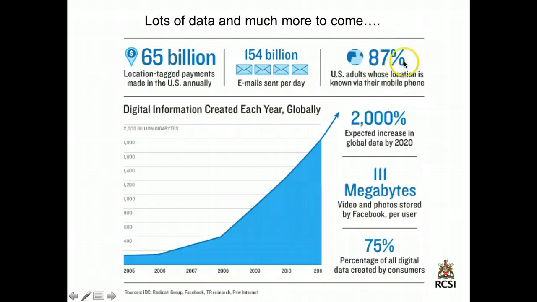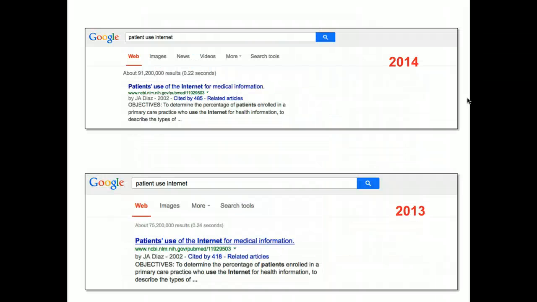This is a very interesting statistic. 80% of all US adults whose location is known via their mobile phone. And that is certainly a compliment, if you like, of the modern age, that our phones can track our location minute by minute, and we are rarely without the phone.